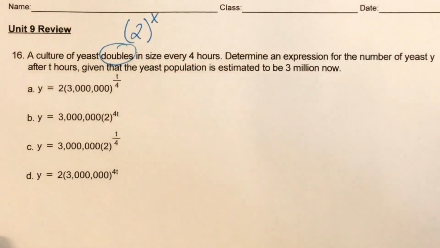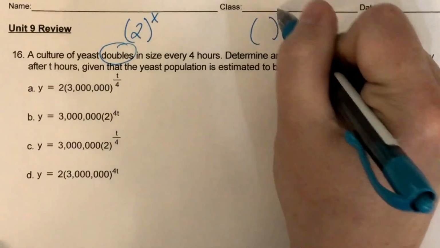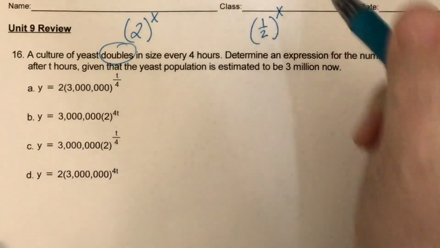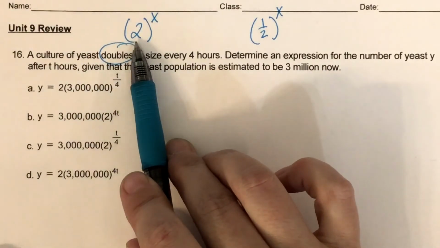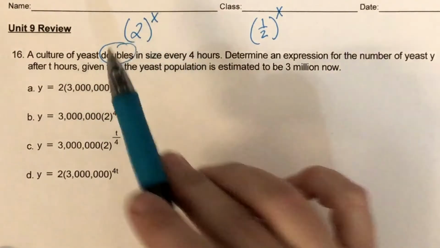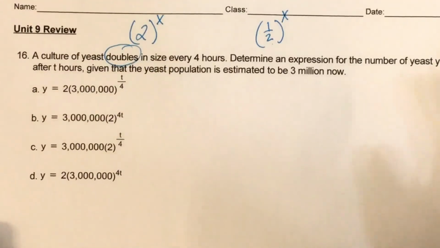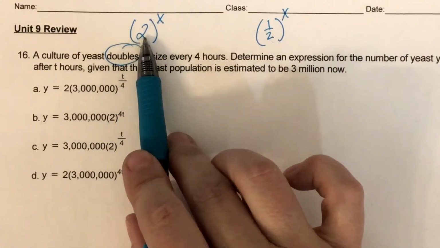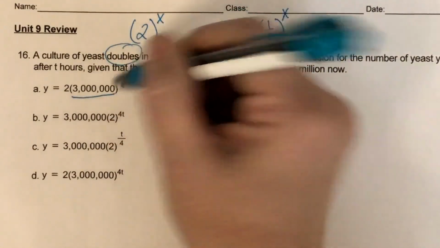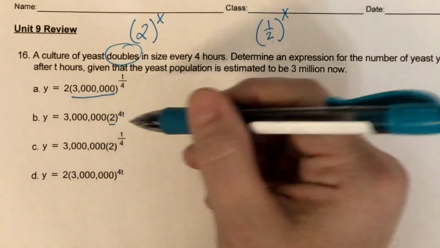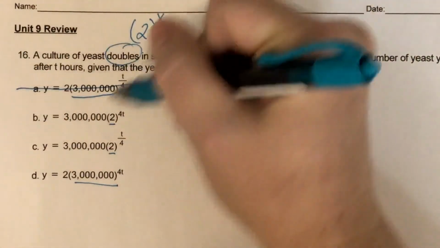Okay, so if it's doubling, then under the exponent, whatever the exponent is, needs to be a 2. Okay, if it was halving, then whatever was under the exponent would be a half. If it's tripling, this would be a 3. If it was being cut in thirds, this would be 1/3. Okay, so since it's doubling, I need a 2 under the exponent. So this does not have the 2 under the exponent. This one does, this one does, this one doesn't. Okay, so A is out and D is out.